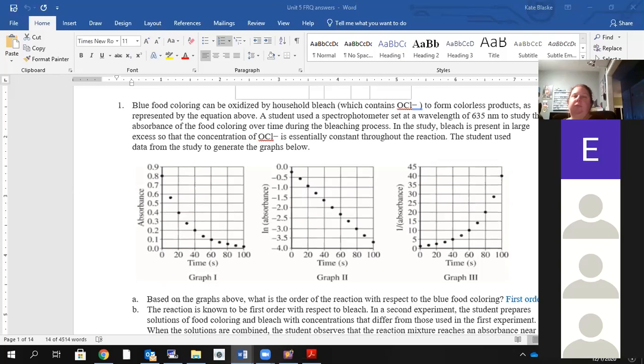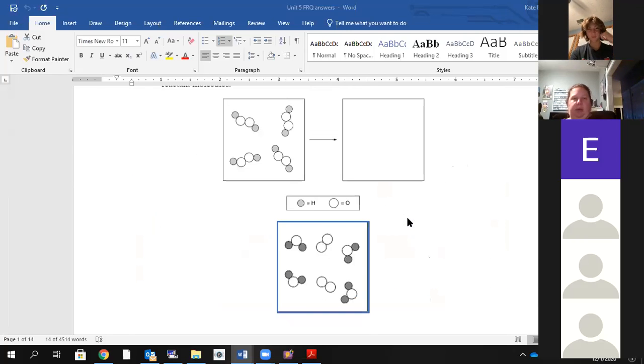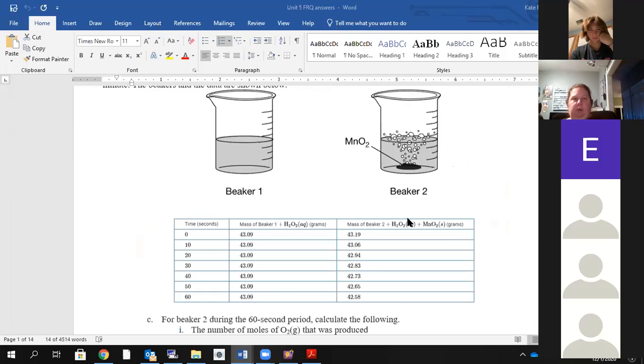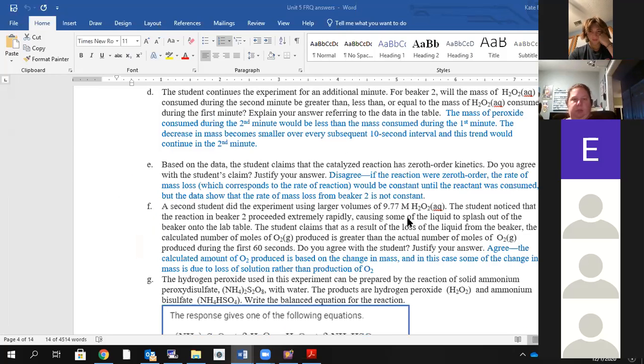Can we go over question 3, part F? All right. A second student does the experiment using a larger volume of peroxide. The student noticed that the reaction in beaker 2 proceeds extremely rapidly, causing some of the liquid to splash out of the beaker. Bad lab procedures. The student claims that as a result of the loss of the liquid from the beaker, the calculated number of moles of O2 produced is greater than the actual number of moles of O2 produced during the first 60 seconds.